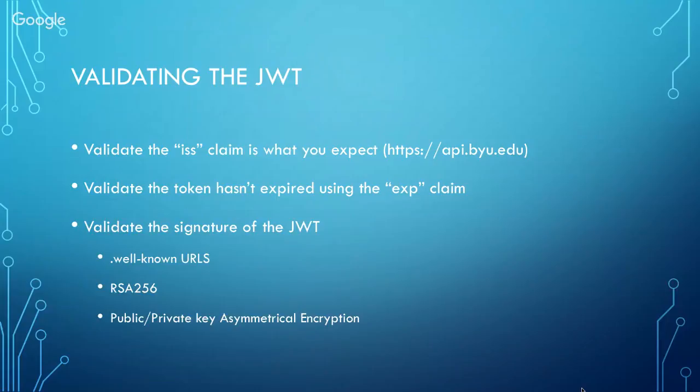You also need to validate that the token hasn't expired using the expiration claim. I know they're weird three-letter abbreviations, part of the JWT standard. I didn't make those horrible abbreviations. The EXP claim gives you a timestamp in seconds. And so you just validate that that timestamp has not already passed.